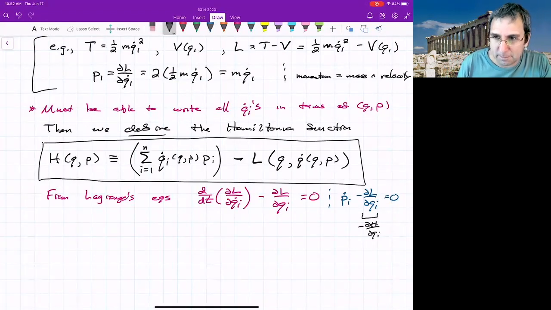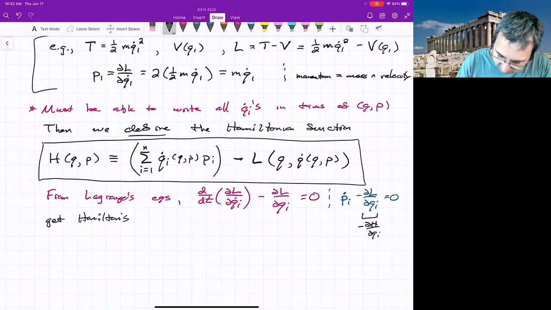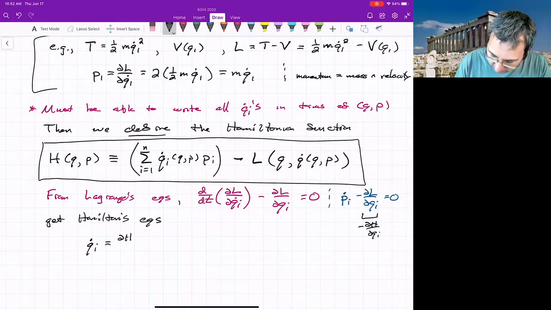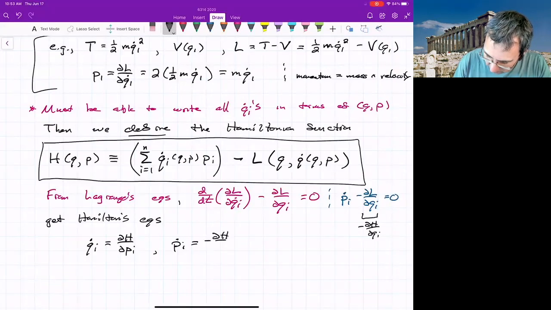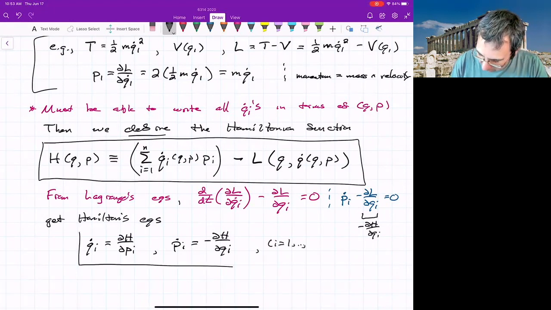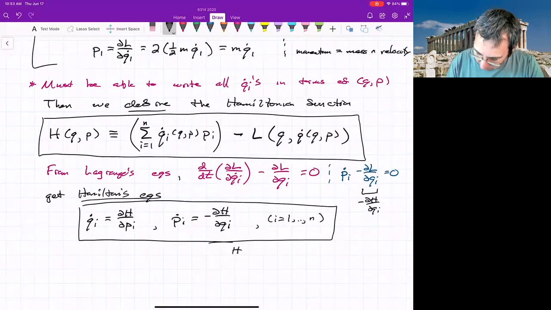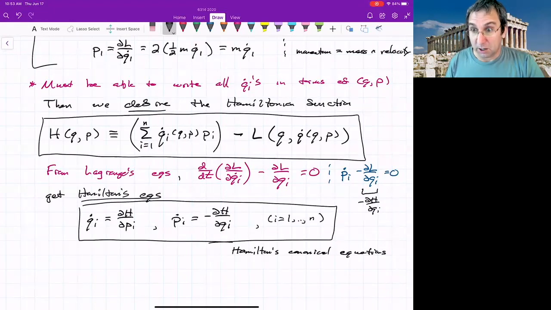And so you get Hamilton's equations. If you want to see more of the steps, if it's not clear, you could look in the reference material. But you'll get that Qi dot is partial H partial Pi, and then Pi dot is minus partial H partial Qi, and i goes from 1 to n. So these are Hamilton's equations, or they're sometimes called Hamilton's canonical equations. Sometimes people might just shorten it to canonical equations.